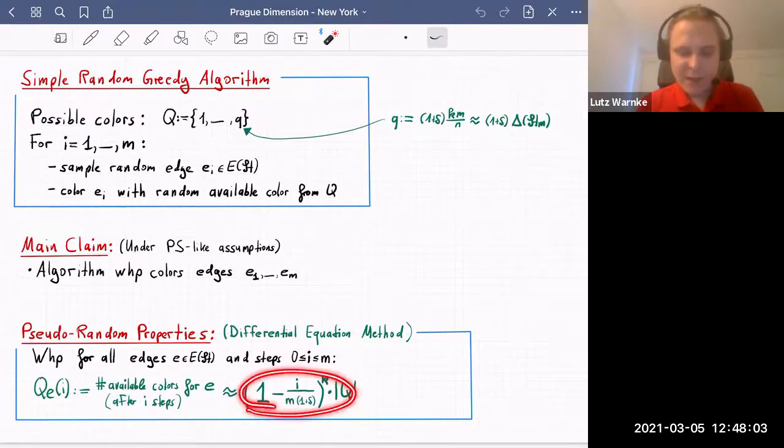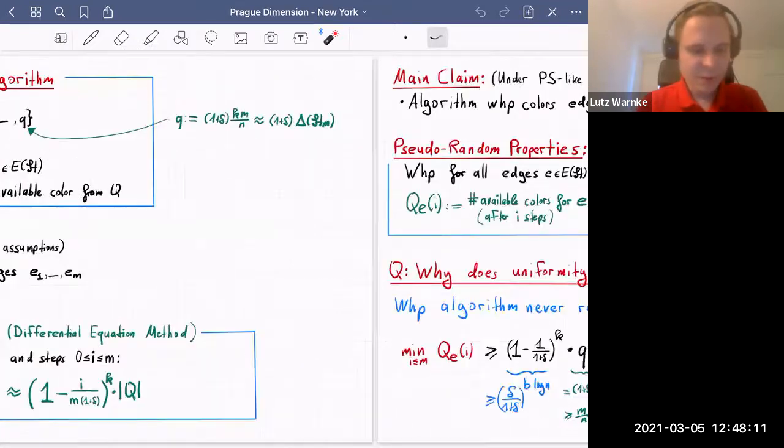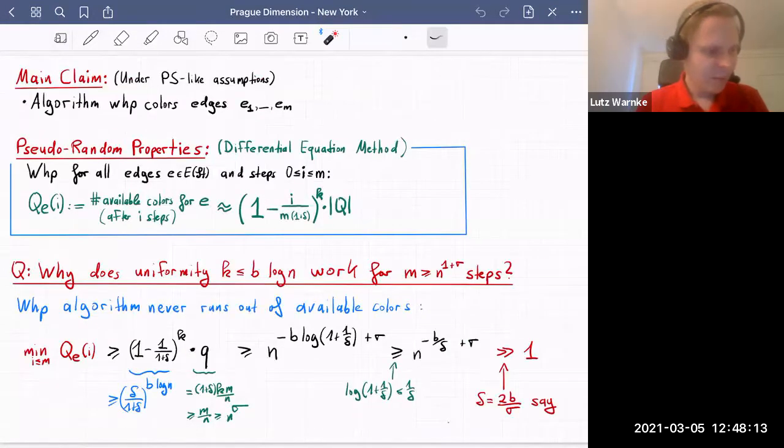And that scales something like this: the total number of colors times some rescaling factor. Okay, so that's how this goes. And I think we have a few minutes left. Is that correct?